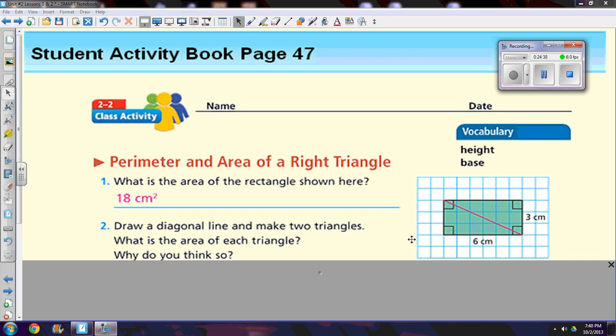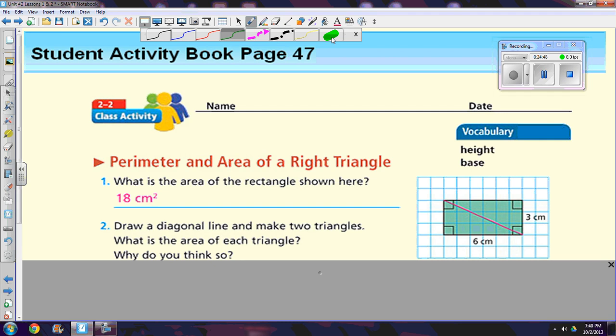The formula, number 2, for area of a triangle is 1/2 the base times the height. And we will have a couple vocabulary words here, height and base. So if you look at the rectangle here, you have a base of 6, and the actual triangle has a height of 3. And then the formula is 1/2 the base times the height, because 6 times 3 is 18. That's the area of the whole rectangle. But the triangle is half of the rectangle.